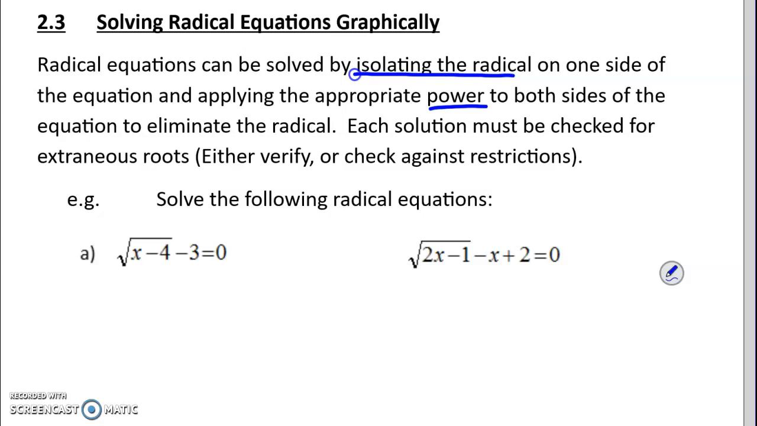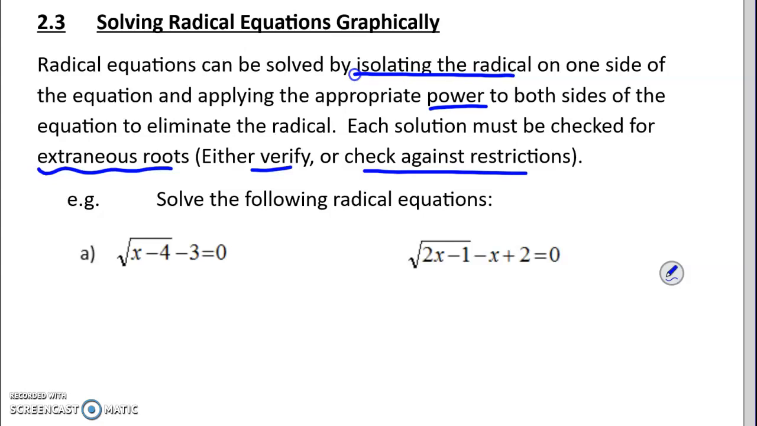So what that means is we get the root by itself and then we square both sides to get rid of the root. Each solution does have to be checked, and you can either verify or check against the restrictions. So I'm going to explain all that here as we go.